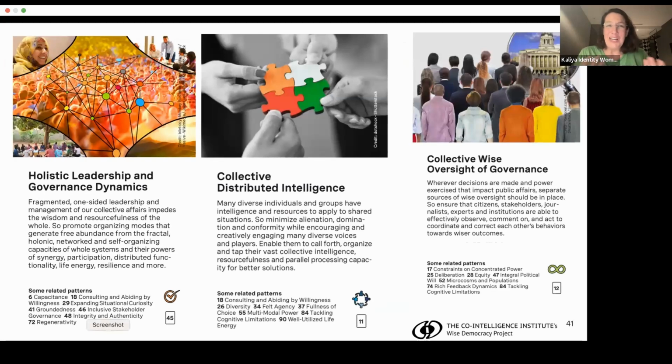These are more wise democracy patterns that we saw present with the NOMCOM and all the processes for leadership, holistic leadership and governance dynamics, distributed collective intelligence, which is active in the meeting processes, but also all their documentation processes and the pathway from an internet draft to become an RFC. Collective wise oversight of governance. So back to our report, we have a list of the 7 things we could find that are not open in the IETF.